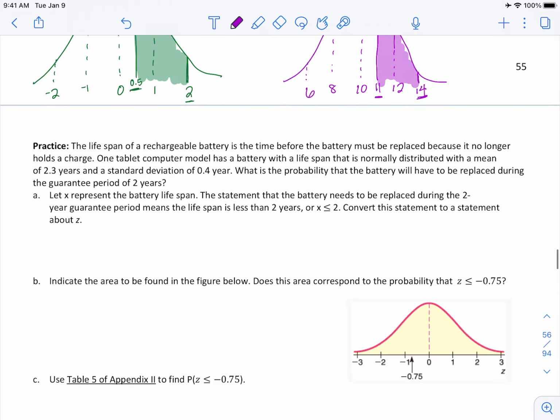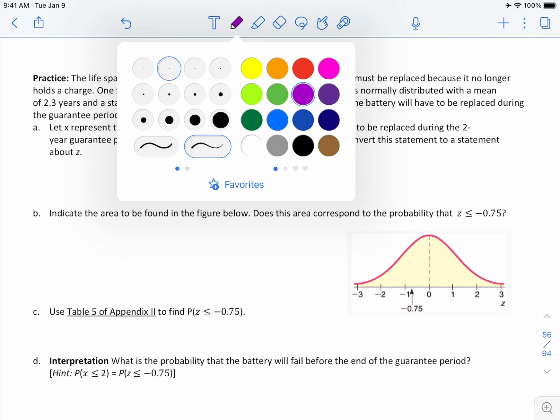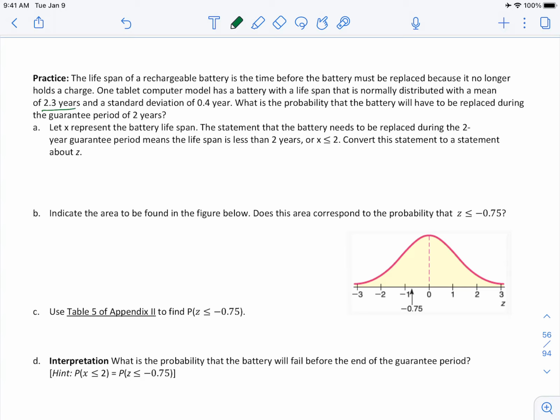Okay. The lifespan of a rechargeable battery is the time before the battery must be replaced because it no longer holds a charge. One tablet computer model has a battery with a lifespan that is normally distributed with a mean of 2.3 years and a standard deviation of 0.4 years. So I'm going to write this out. Our mu is 2.3. Our sigma is 0.4. What is the probability that the battery will have to be replaced during the guarantee period of 2 years?